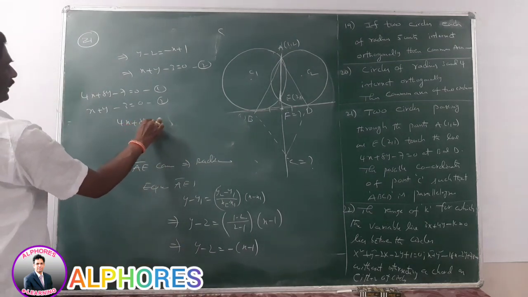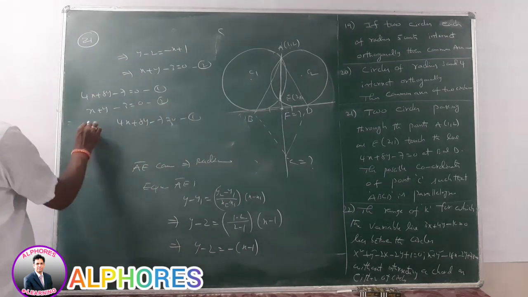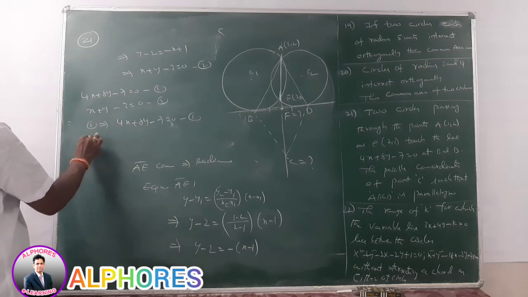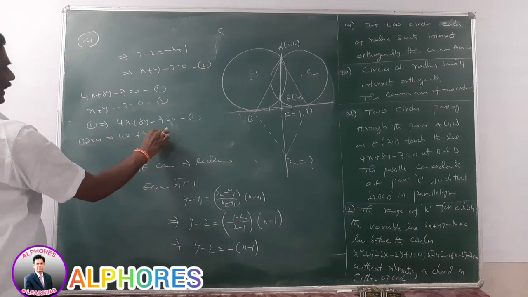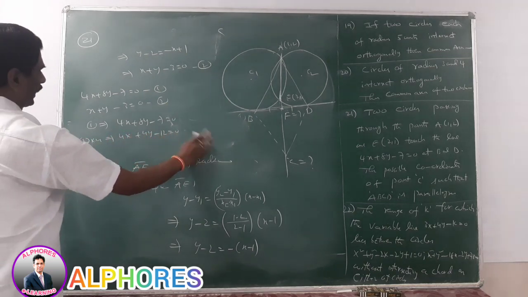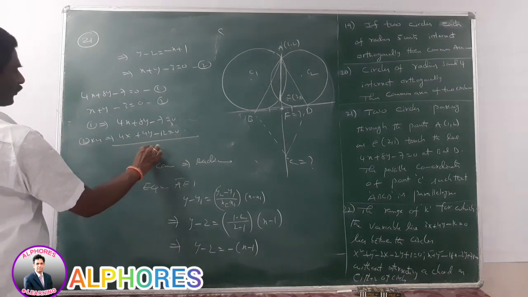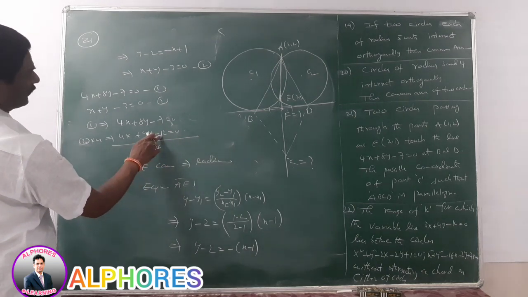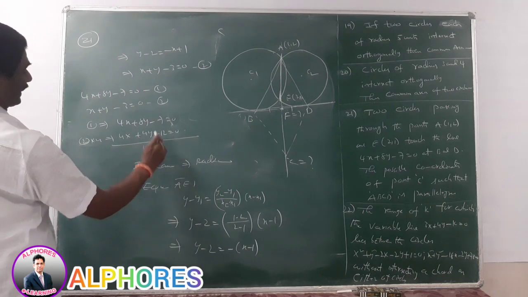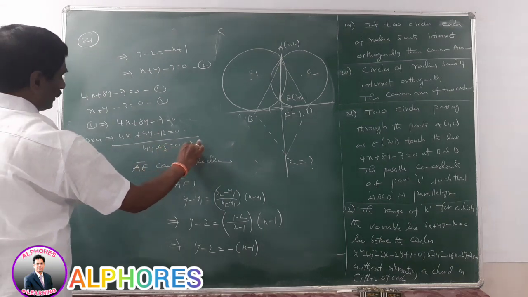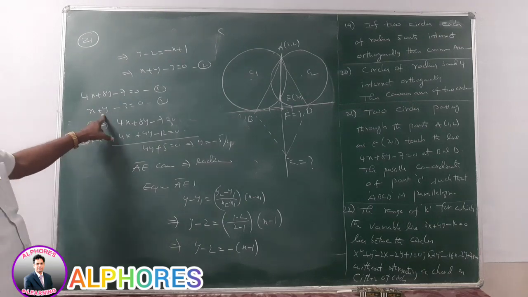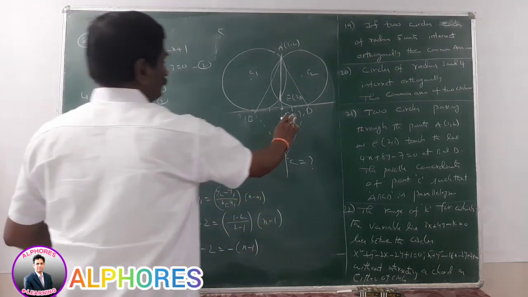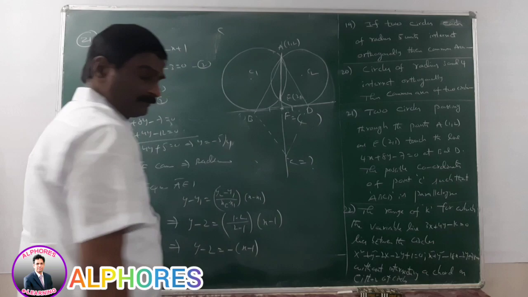4x plus 8y minus 7 is equal to 0. This is 1. 4 into the second equation: 4x plus 4y minus 12 is equal to 0. Okay. By subtracting, 4y plus 12 minus 7, that means 5, is equal to 0. So y is equal to minus 5 by 4. Substitute the value of y in this equation, we get x. So the value of F is known.